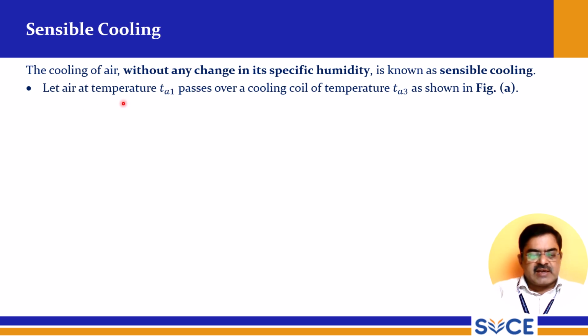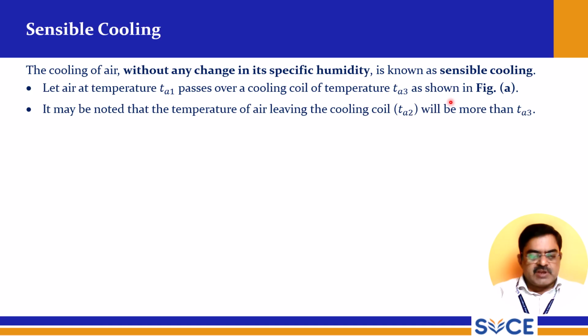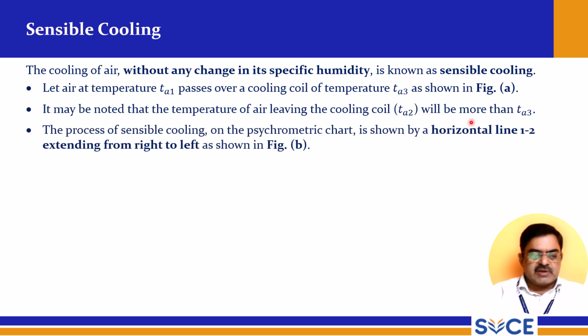So let air at temperature TA1 pass over a coil of temperature TA3 as shown in figure A. It is also a very similar diagram to sensible heating. It may be noted that the temperature of air leaving the cooling coil, TA2, will be more than TA3. So TA2 is more and TA3 is lesser here.